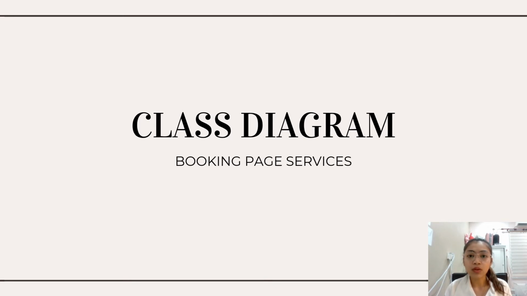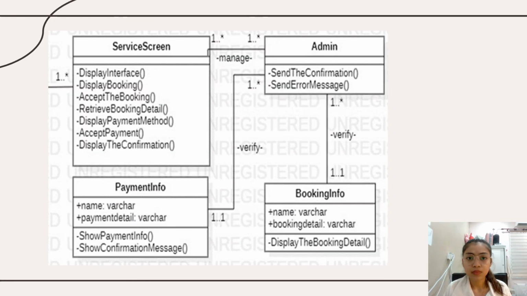Now I will continue to explain about the class diagram for booking page service. Firstly, for booking service page, the boundary is service screen with operations display interface, display booking, accept the booking, retrieve booking detail, display payment method, accept payment, and display the confirmation.